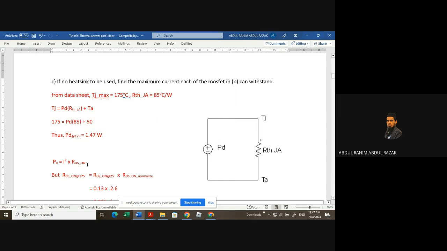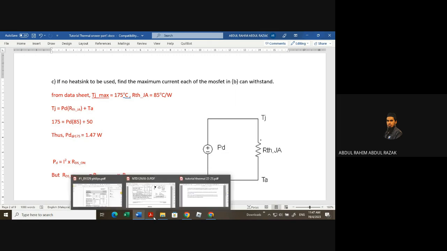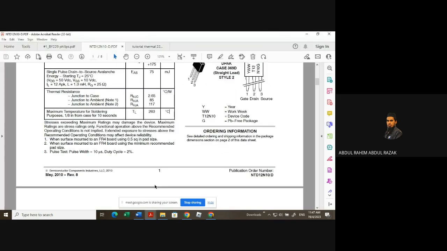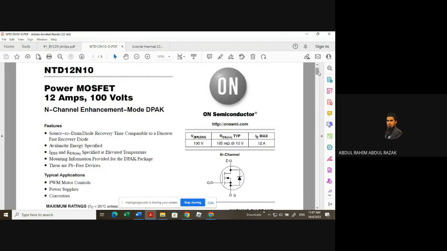I'm not sure we have gone through this yet in the notes, but PD is equal to I squared R_DS(on). So let's find what RDS on is. RDS on is the resistance of your device. You can see here, RDS on is mentioned as well, as a value.